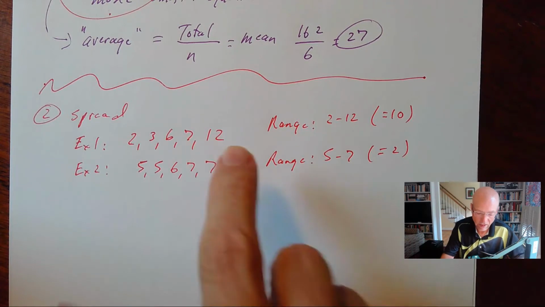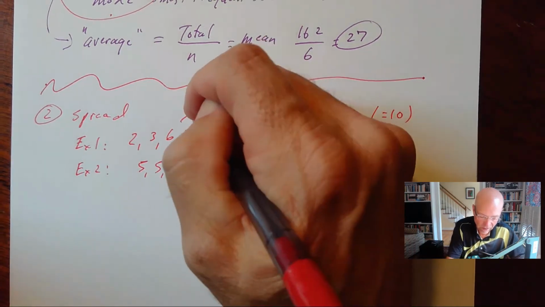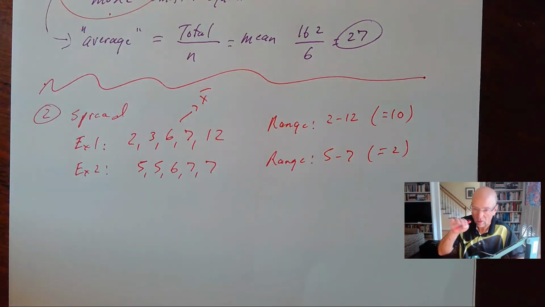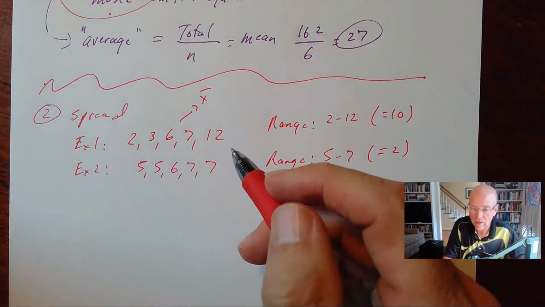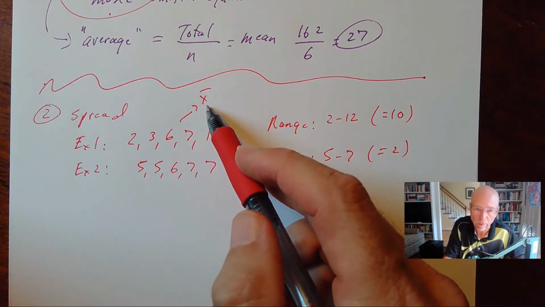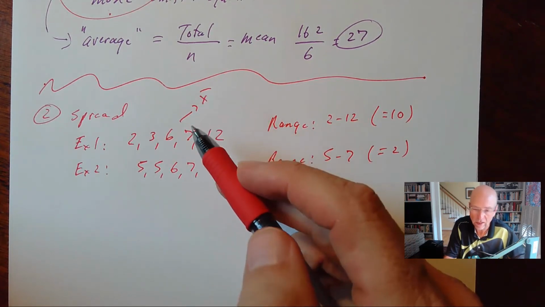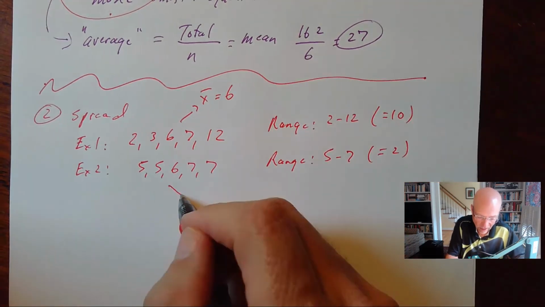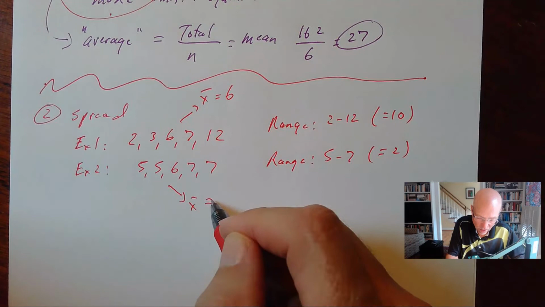If you add these up and divide by 5, this one has a mean. This is X bar, X with a bar over the top, a statistical symbol used to abbreviate mean. So whenever I write X bar, just think mean. The mean for this data set was 6, and the mean for this data set was also 6.